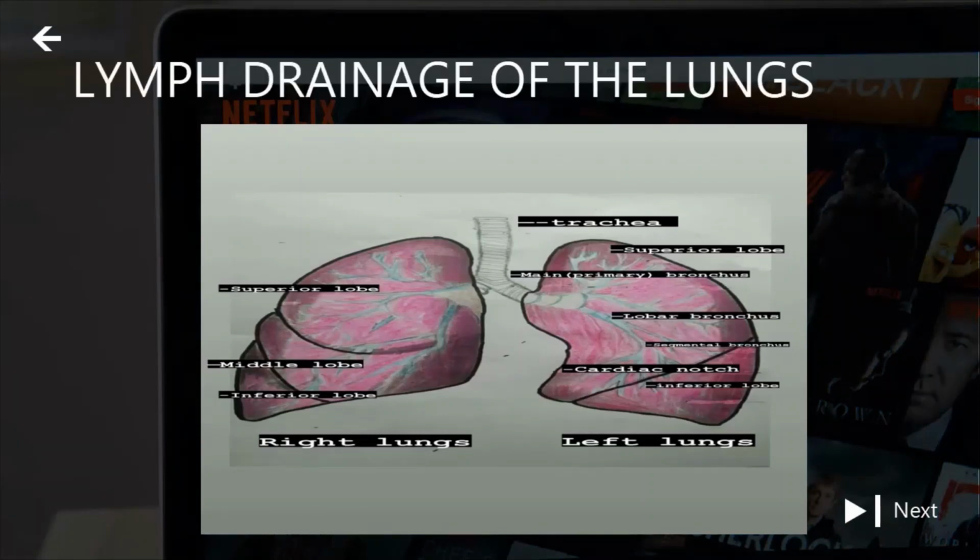You can see here, this is the same sample. The image here is also the same sample of the blood supply of the lungs. The bronchopulmonary segments also.